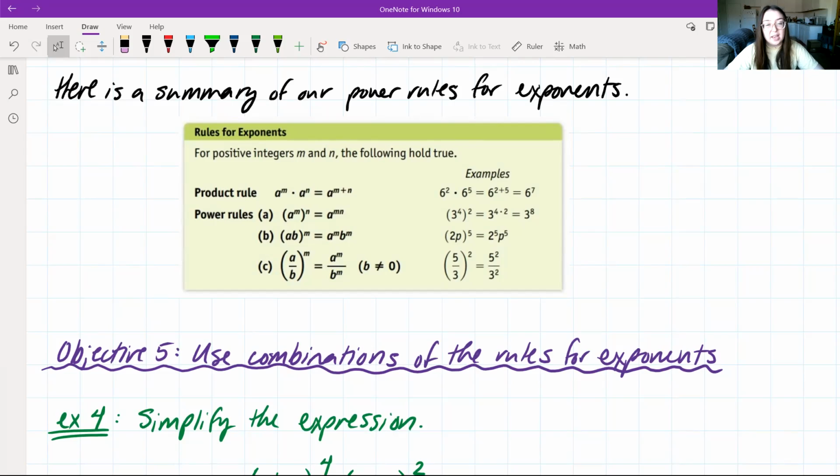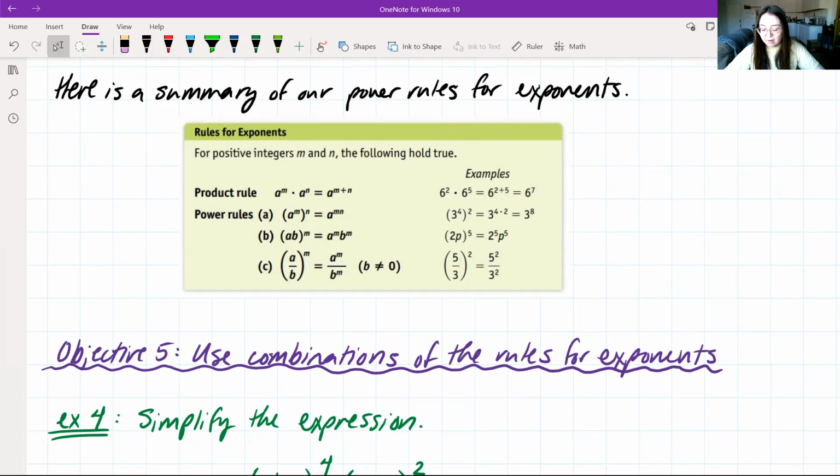Then our power rules A through C. Power rule A tells us a to the power of m, all to the power of n, is equal to a to the power of m times n. So an example of that would be 3 to the power of 4, all to the power of 2, is the same as saying 3 to the power of 4 times 2, which is 3 to the power of 8.